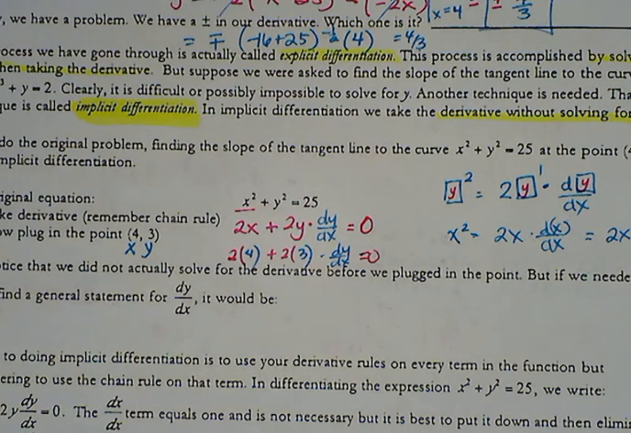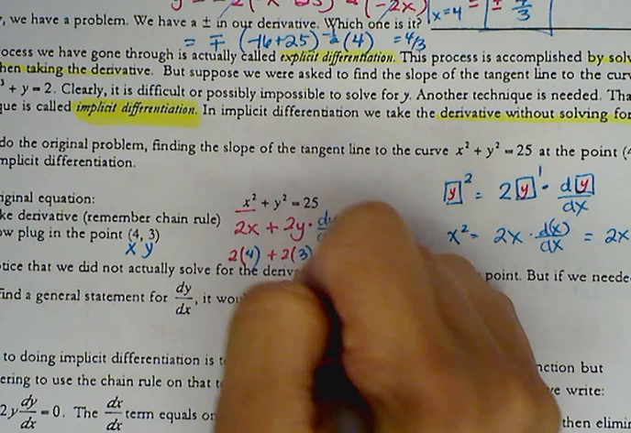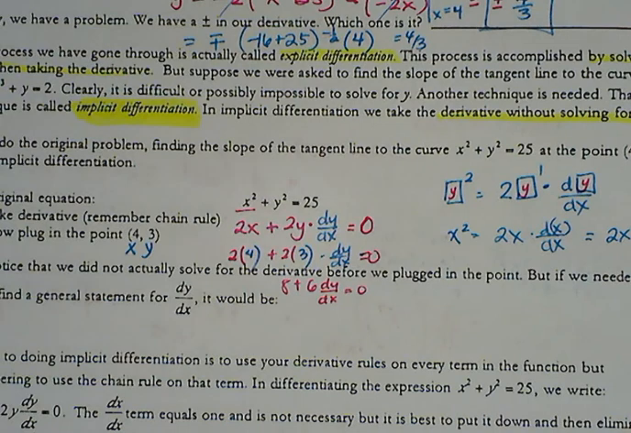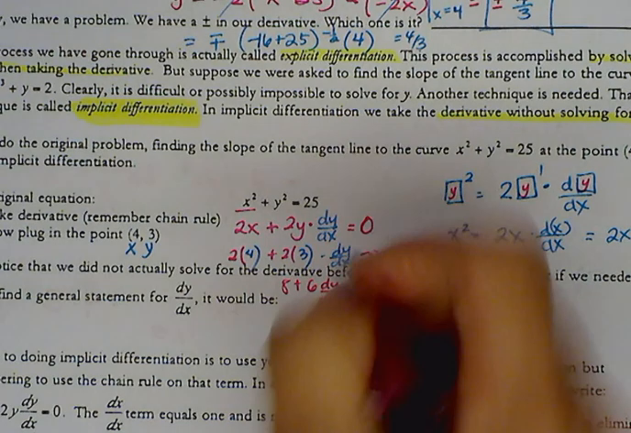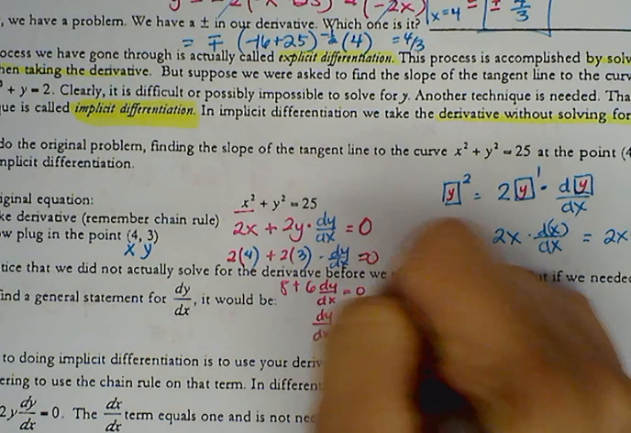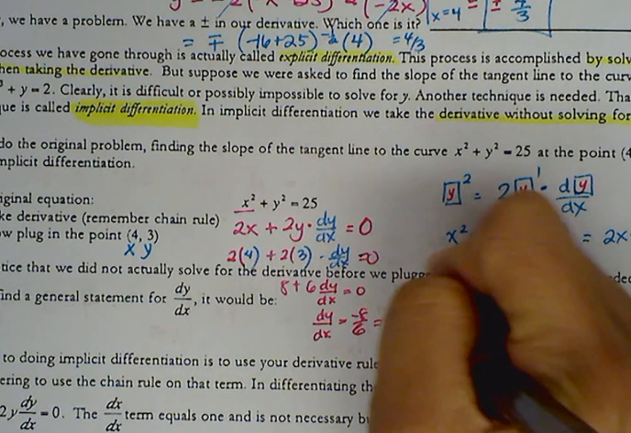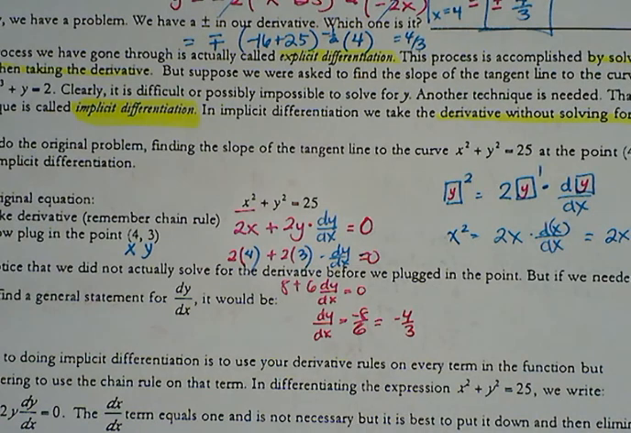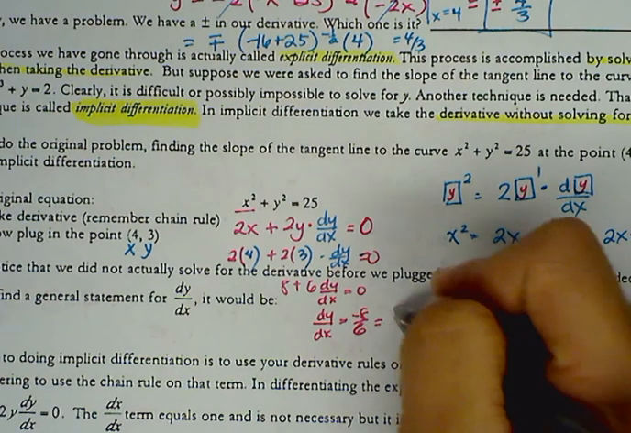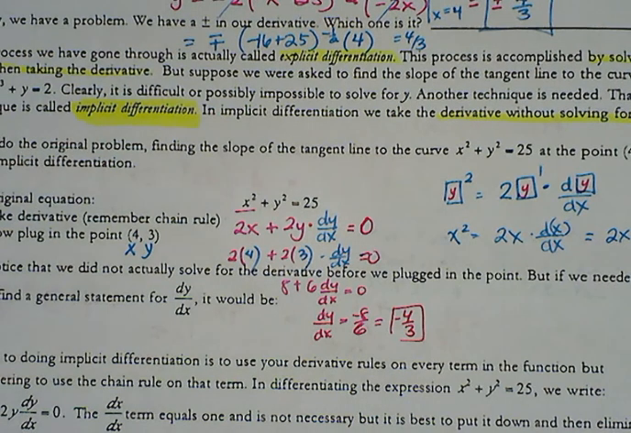Just going to do this over here. So 8 plus 6 dy dx equals 0. If I want to get dy dx by itself, what is it? dy dx equals negative 8 over 6, which is negative 4/3. It's easier, right? I feel like it's just shorter. Are you guys okay with this so far?